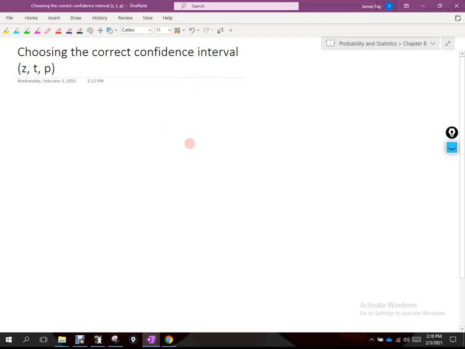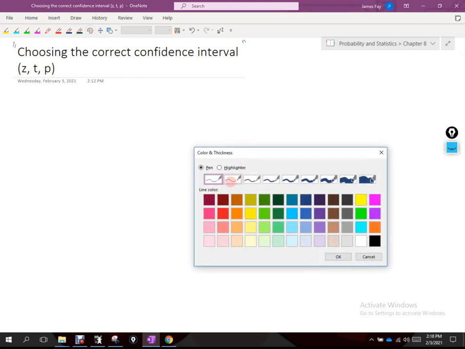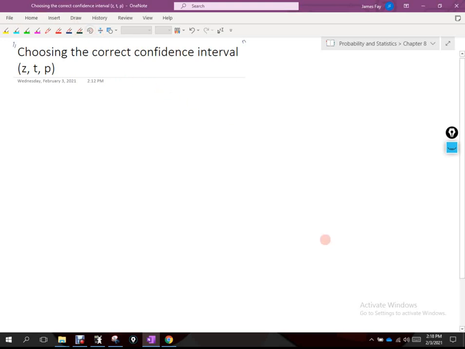All right, so in choosing the correct confidence interval, I'm going to create a flow chart here. And my suggestion, I'm not gonna put this anywhere for you to download, so you're gonna write this down.